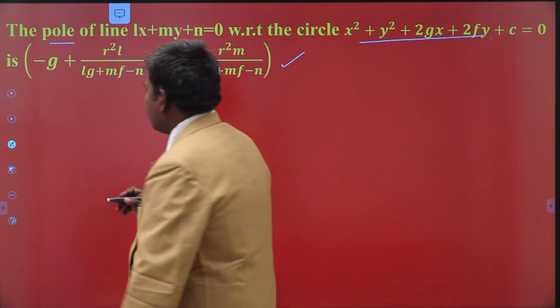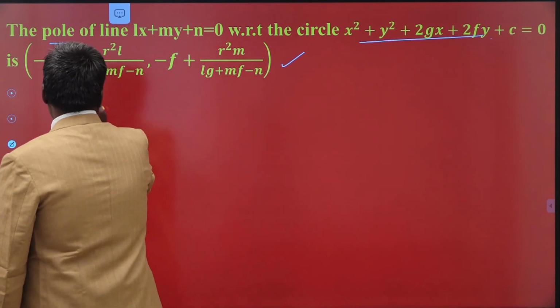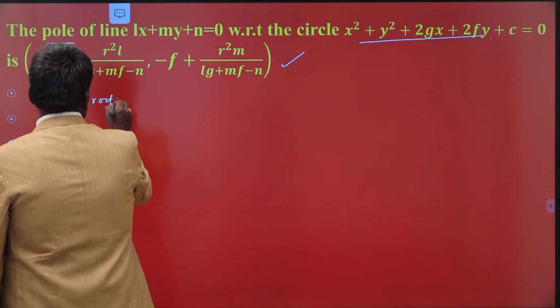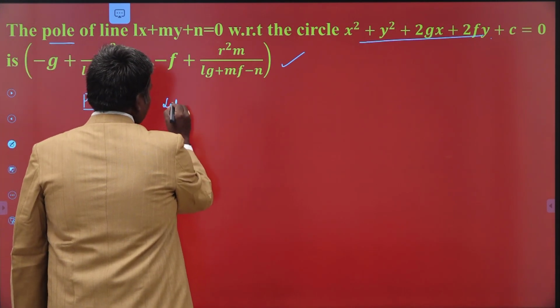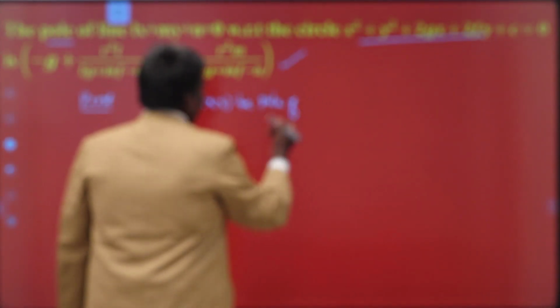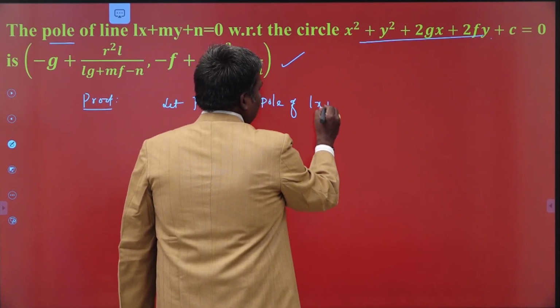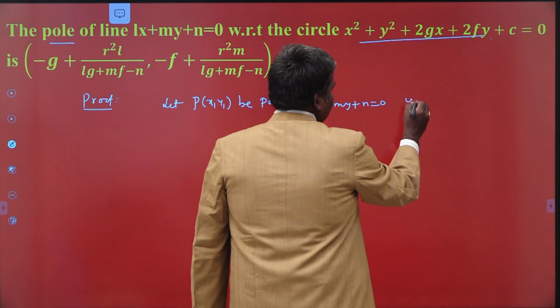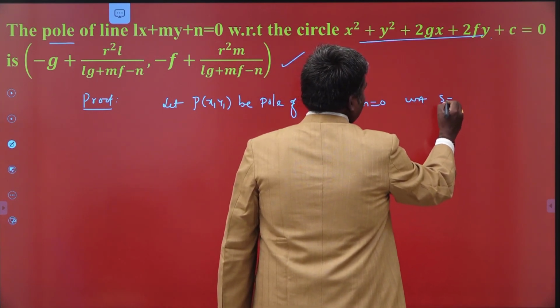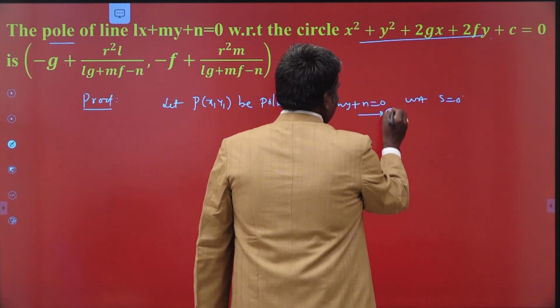Suppose, to prove this one, let P(x1, y1) be the pole, say. Let P(x1, y1) be the pole of your line. What is your line? Lx + My + N = 0 with respect to S = 0. This is equation number 1.